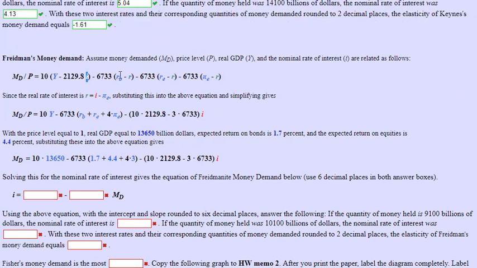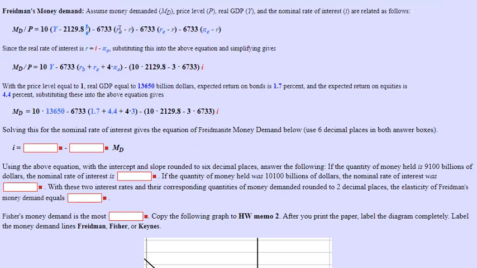Keynes. But on top of that, Friedman also had these differences in the bond return and the money return. The differences in the return on stocks, or equities, and money return. And then expected inflation minus the real rate of interest, or the return on money. Okay, so R here is the return on money. And we're going to make a simplified assumption that the return on money is equal to the real rate of interest, to make it simple.